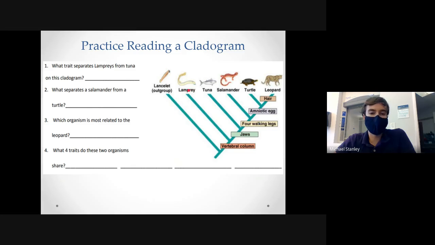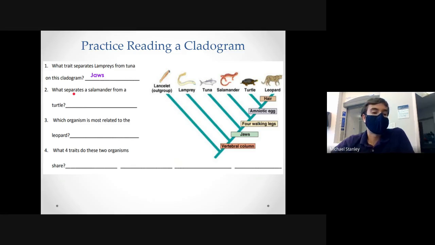So lampreys and tuna, let's find their most recent common ancestor. Let's see, follow their lines down. So here we go. This is the last time that lampreys and tuna were the same ancestor. And then tuna and all of their descendants developed jaws, but lampreys did not. So that is the trait that separates lampreys from tuna. Lampreys do not have jaws, but according to this cladogram, tuna fish do.